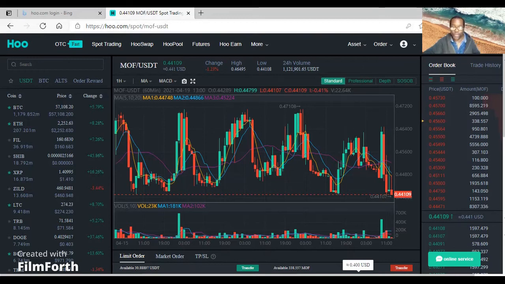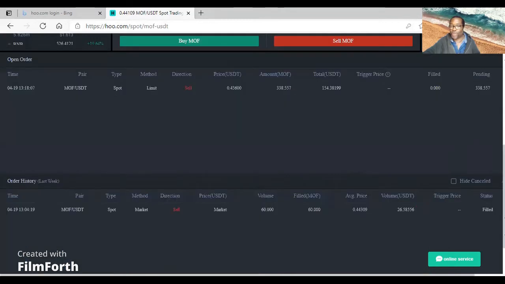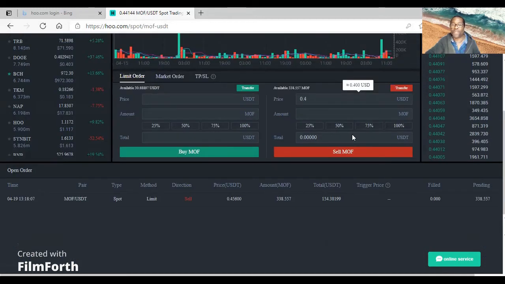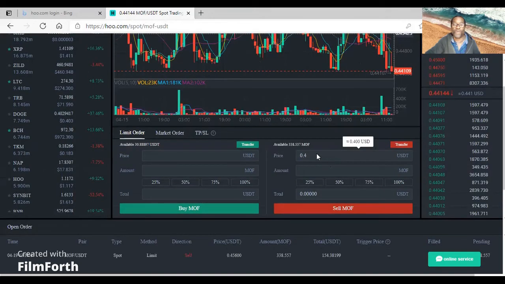So you might decide to go a bit lower, and then sell it quicker. So it all depends on what you want and how fast you want it. So let me say 0.670. Yeah, that is the price. As regards the amount that I want to sell, now I can say 100%.